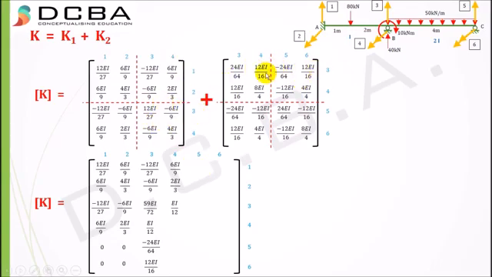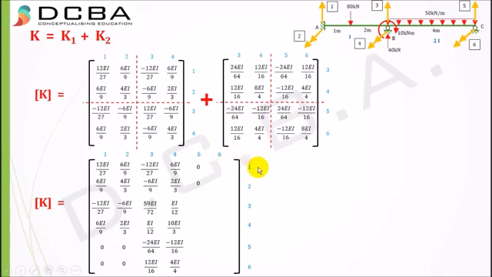3 4. Third row, fourth column, third row, fourth column. Element 4 4 is also present in both the matrix, that is fourth row, fourth column, fourth row, fourth column. We get 10 EI by 3. Then we have fifth row, fourth column, that is it is only present in matrix 2. Fifth row, fourth column, minus 12 EI by 16. Sixth row, fourth column, 4 EI by 4, present only in matrix 2.